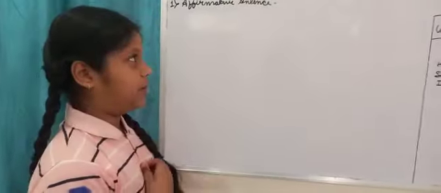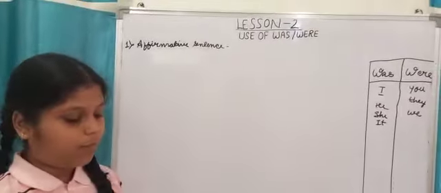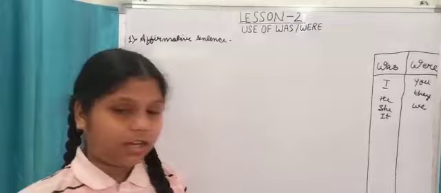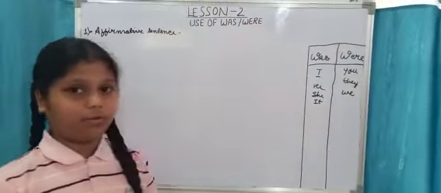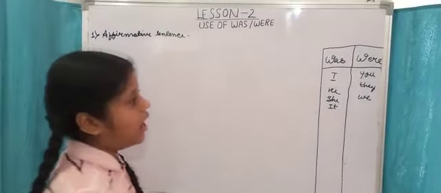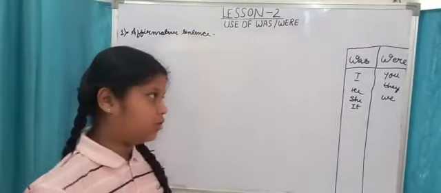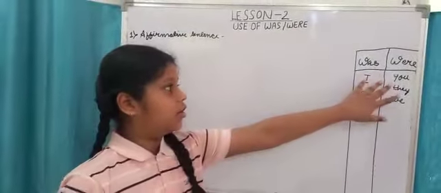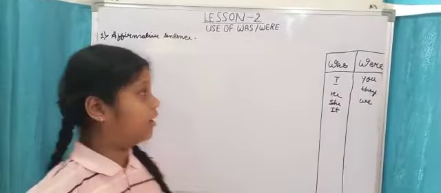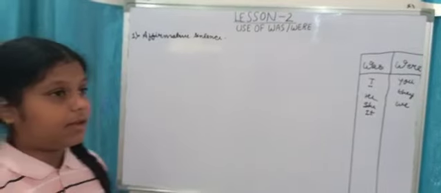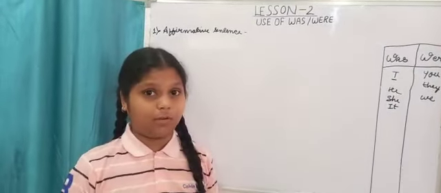I am Urvi. Today I am going to explain lesson number 2, uses of was and were. First we will become familiar with was. How many pronouns are used with was and were? I, he, she, it, the singular pronouns, are used with was, and you, they, we, the plural pronouns, are used with were.